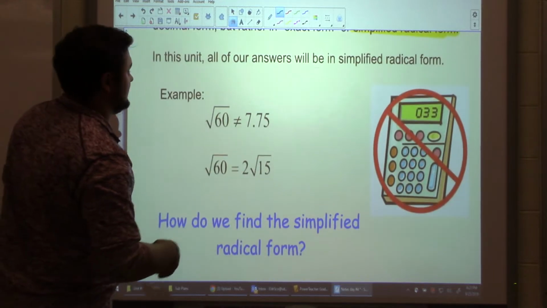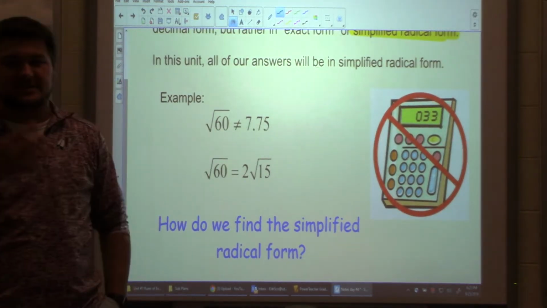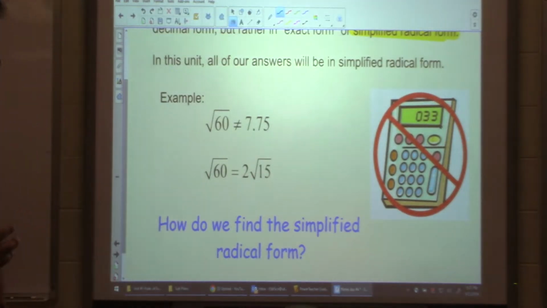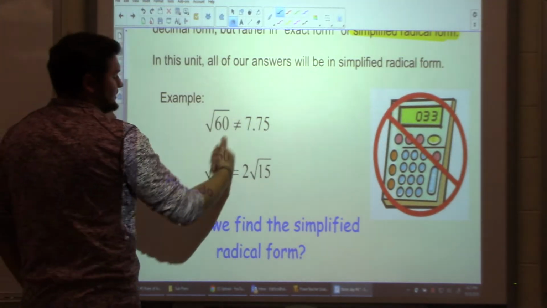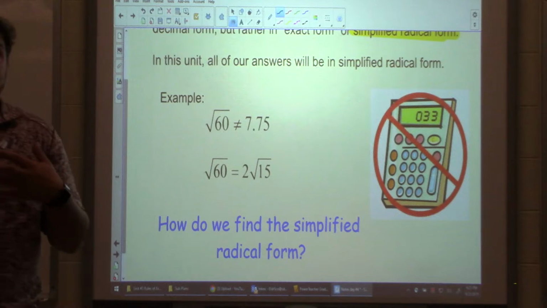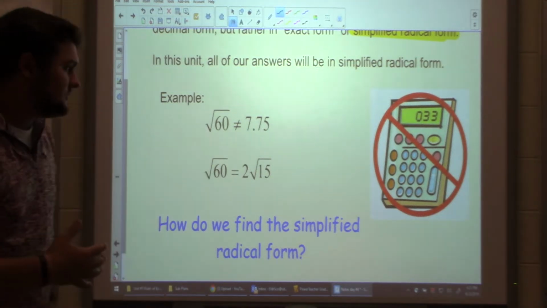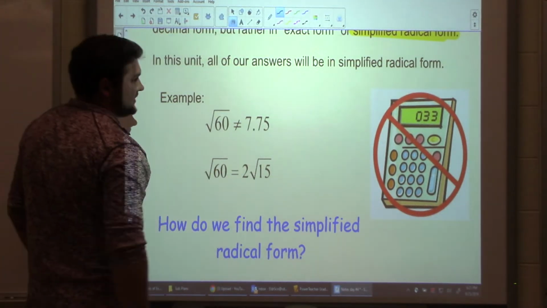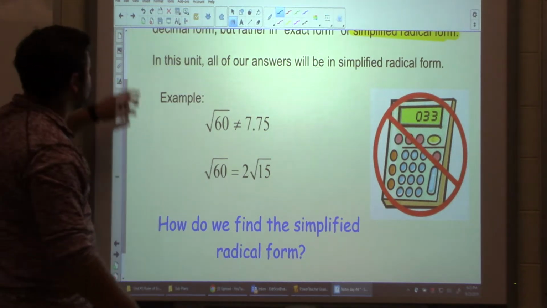So an example of that would be if you do the square root of 60 in your calculator, you're going to get 7.75, whatever. We don't want that. The square root of 60 should look like 2 square roots of 15. Right? We need to figure out how do we find that. So from now on, we're going to answer things in exact radical form or simplified radical form.